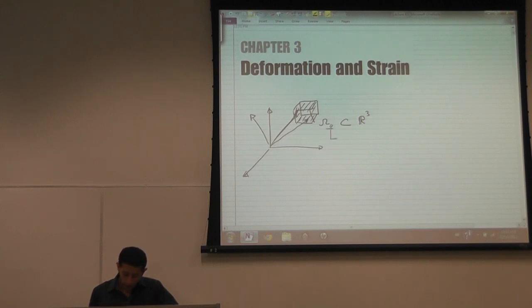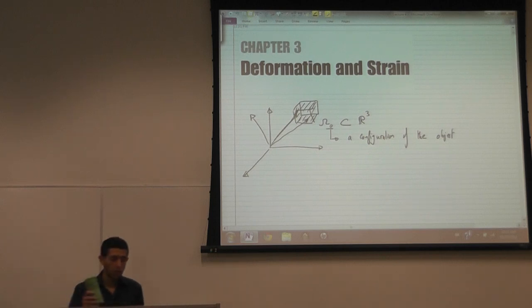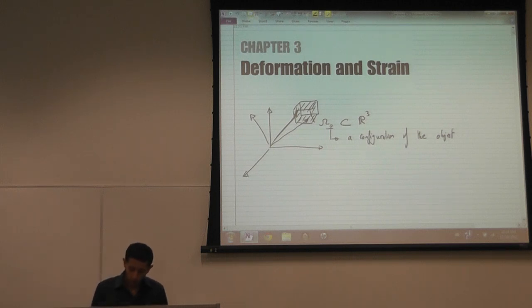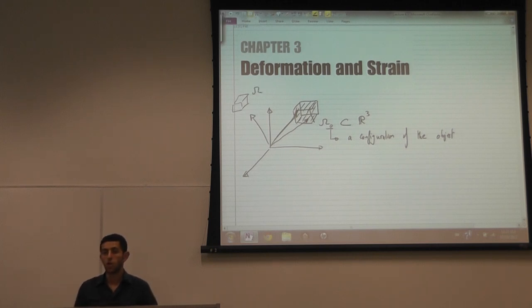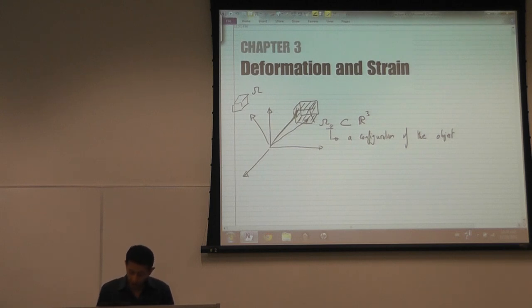And this subset is called a configuration of the object. A configuration because when I move the object, I'm going to get another set. If I move the object from here to here, I'm going to get another set of vectors that represent the object. When I move this set to another location, I have a new set that represents the object, and this new set is called another configuration.